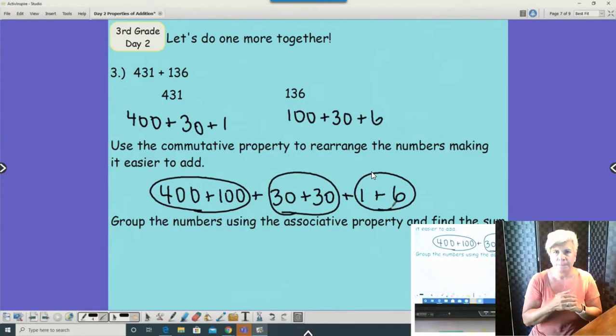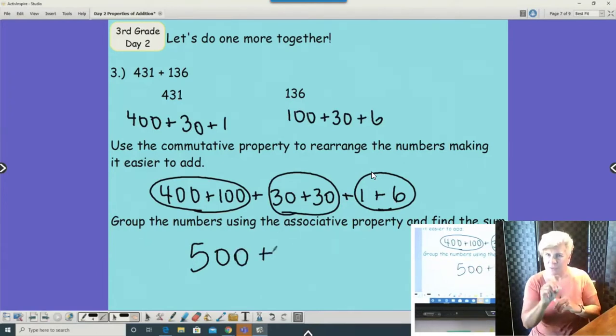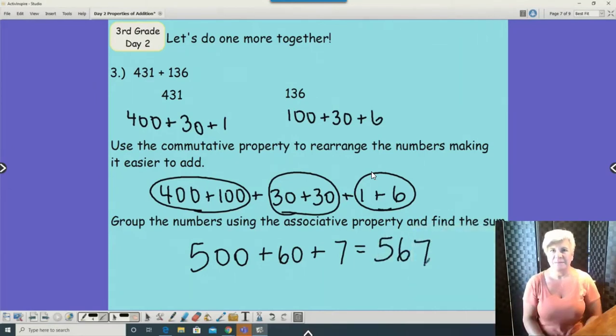Okay, here we go. 400 plus 100. Beautiful. 500. 30 plus 30. Yep, 60. And 1 plus 6. Perfect, 7. Okay, let's squish it all back together. 500 plus 60 plus 7 gives us 567. How'd you do? Great, okay.